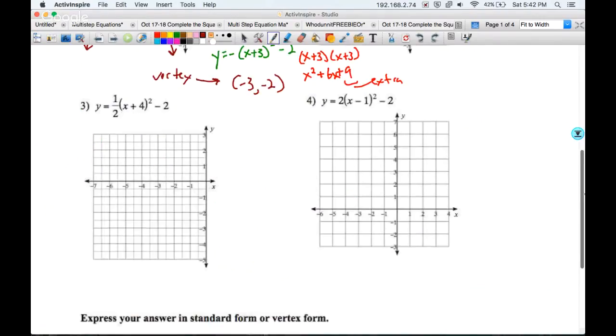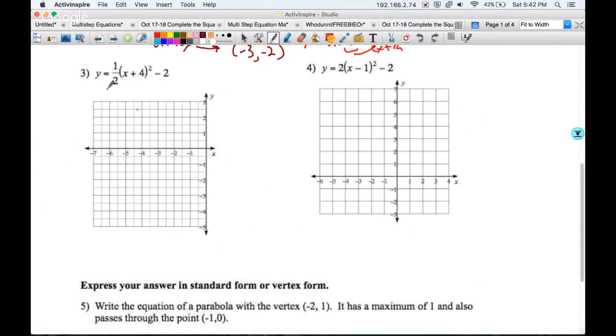Let's try number 3. It could be a little bit more challenging because our a value is now a fraction, but we're not going to let that throw us off too much. First thing, let's position the vertex at h comma k. H here is -4, k is -2. So -4 comma -2 is going to be right about there.